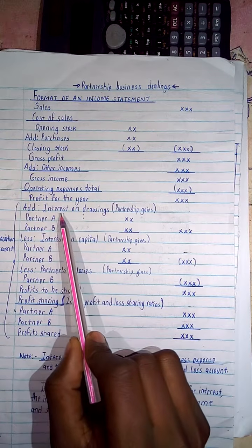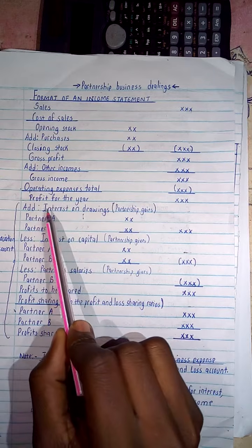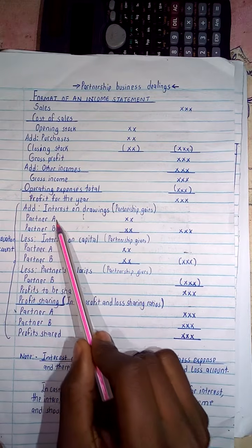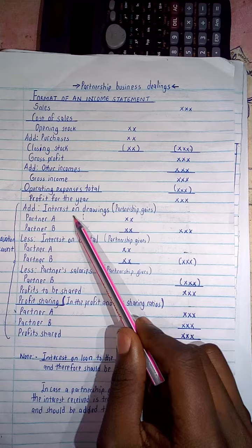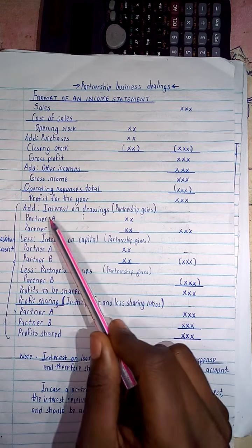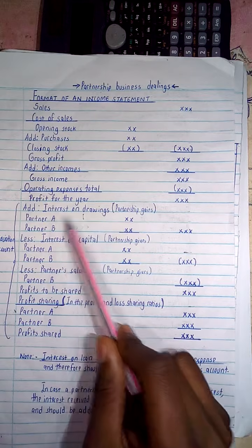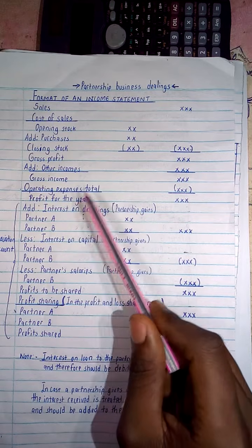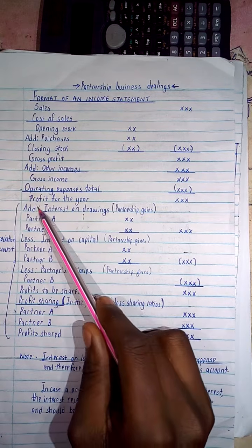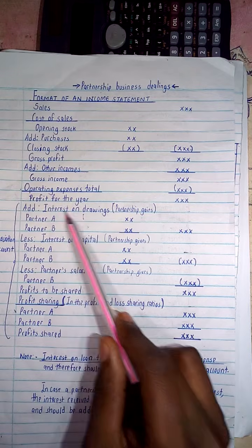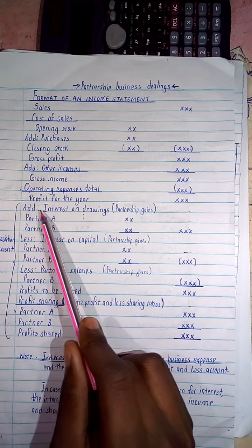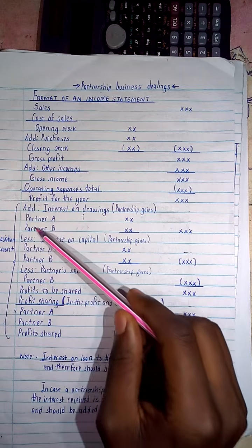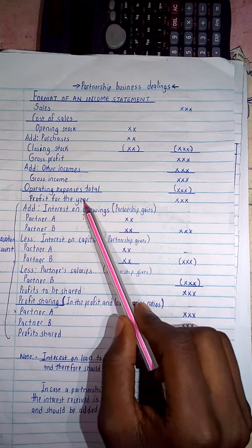When it comes to interest on drawings, it means that the partnership is gaining, in that if partner A and partner B withdraw drawings from the partnership, they will be charged interest, meaning that A will pay some amount and B will pay some amount. So interest on drawings is supposed to be paid to the partnership. So you add it there on the net profit. Whenever you are faced with interest on drawings for partnerships, you add it on the profit for the year or the net profit.